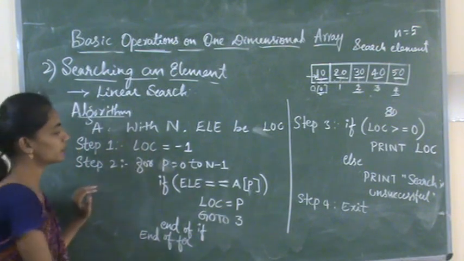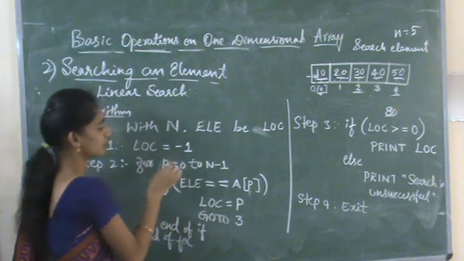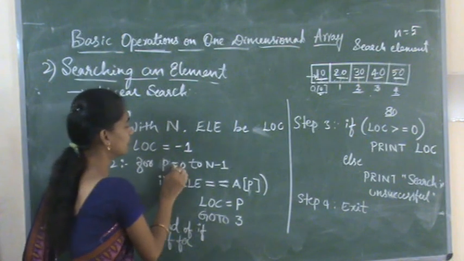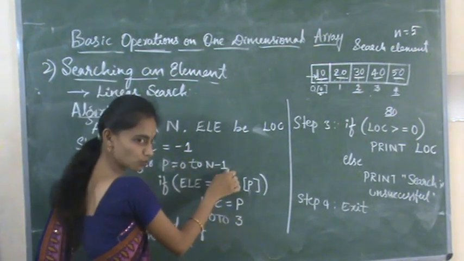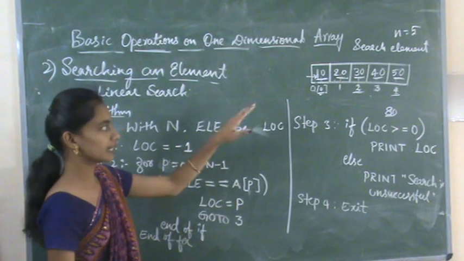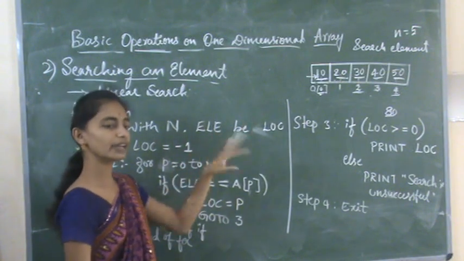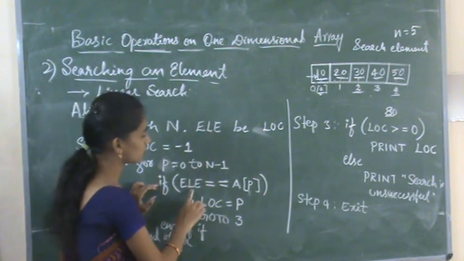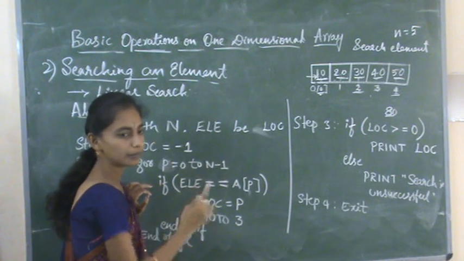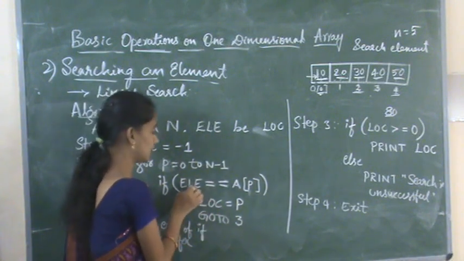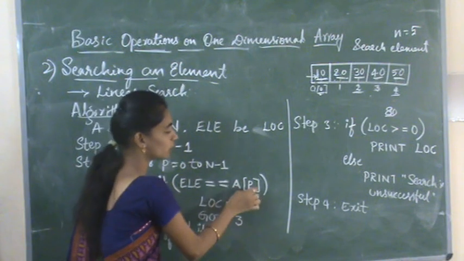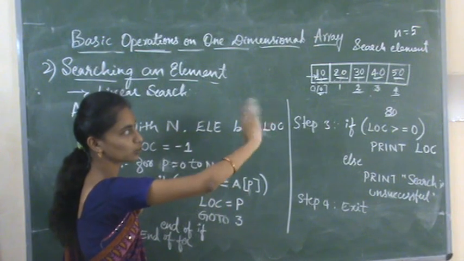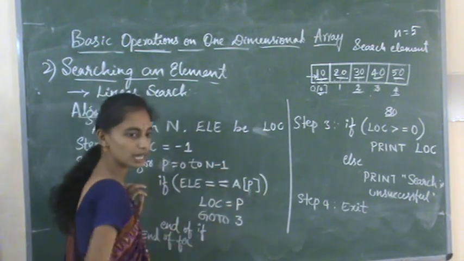Next, the second step is the for loop. We are traversing that array, so for that we are using a for loop, for p is equal to 0 to n minus 1. So we are taking the condition of from where to where it has to be traversed. Then we check each and every element in the array, right? So the search element is compared with A of p, that means A of 0, and then again for 1, 2, 3, 4. So it will check the condition.